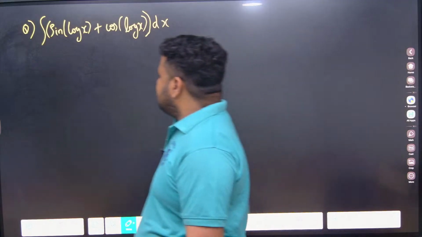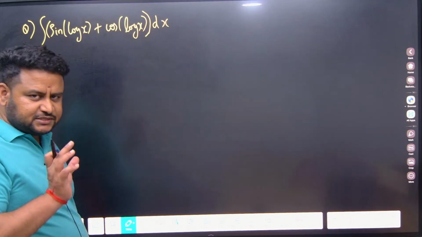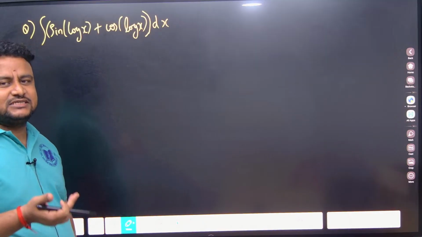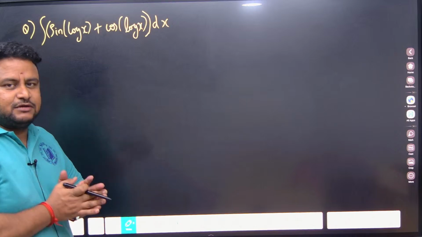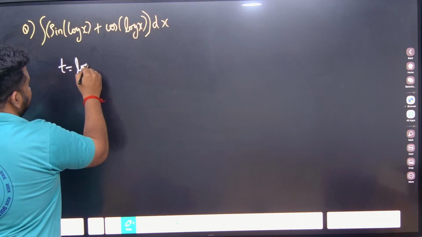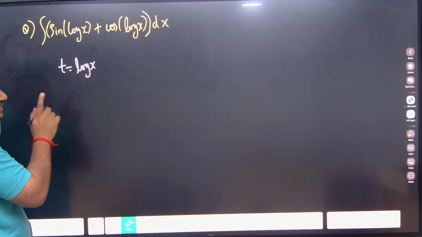Look at this integral of sin log x plus cos log x dx. So I told you, whatever is within the bracket, take it as t, or majorly whenever you get log x, take that as t. If a bracket is also there, it is very useful. Then take t is equal to log x. Here, very important, please pay keen attention to this step.